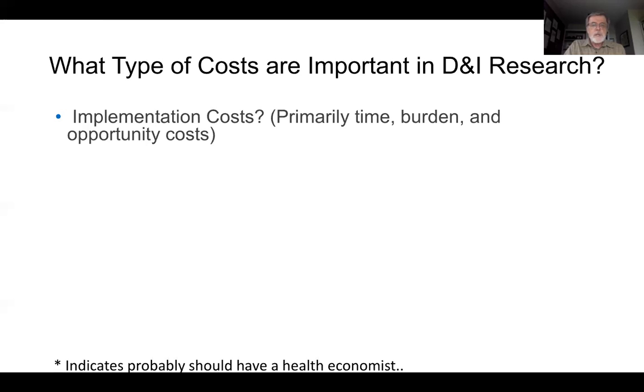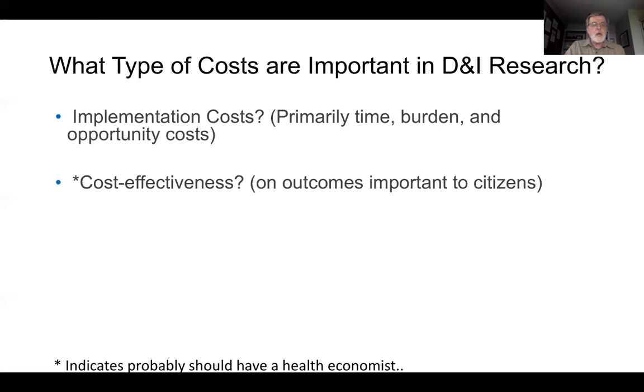Usually this involves issues of how much time, what's the burden involved, and then what we call opportunity costs, which means what other things do you give up? Usually settings and staff have limited time and effort. If they're going to implement your program or policy or guideline, they're going to have to give up something else because they don't have unlimited time. So it is important to understand that, but it's usually this notion of time that is the key driver of implementation cost.